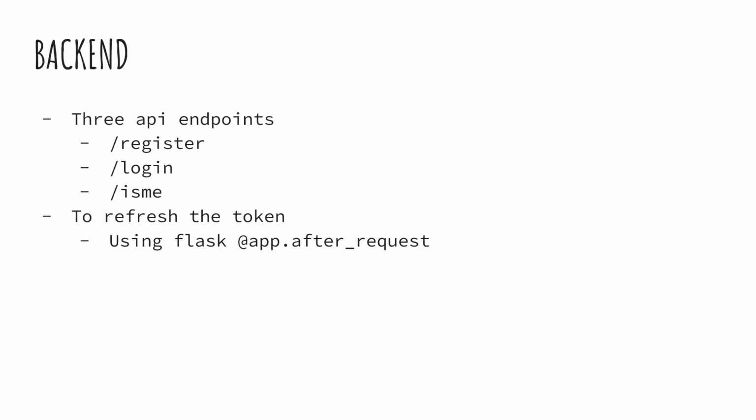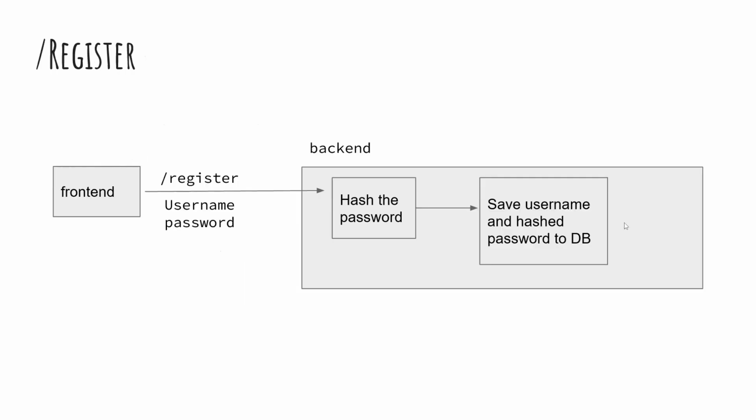And basically, I will have another function that will run after every request. And that function will check whether I need to refresh the token or not. So in the register route, the front end is going to make a post request, and that's going to include the username, password, or some other information.